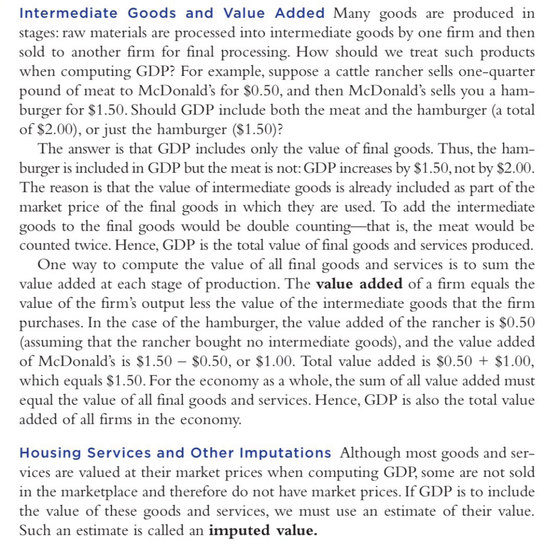Many goods are produced in stages. Raw materials are processed into intermediate goods by one firm and then sold to another firm for the final processing. So how should we treat each product when computing GDP?